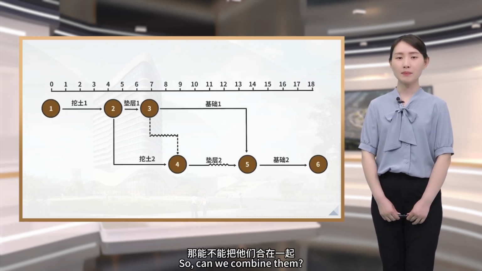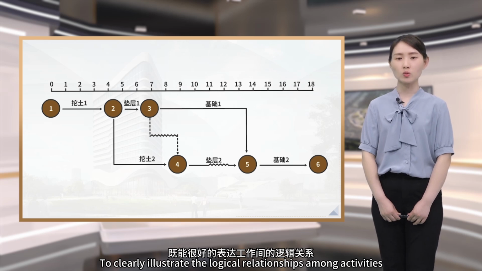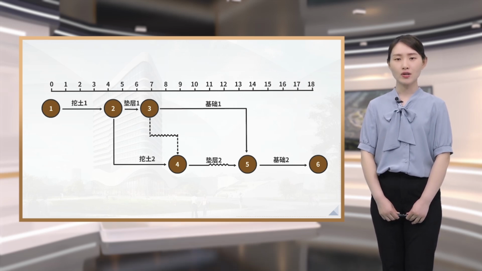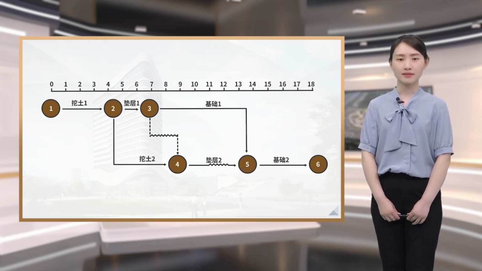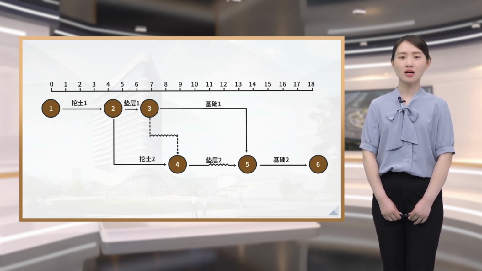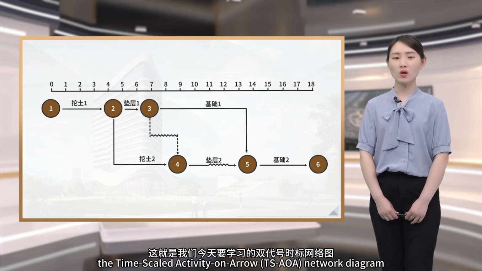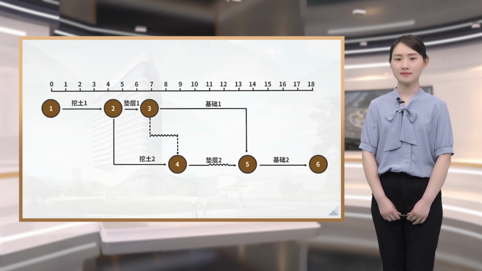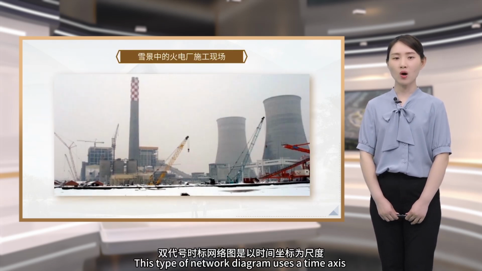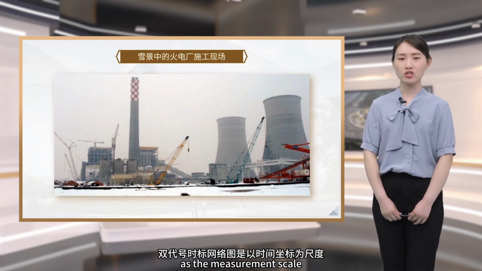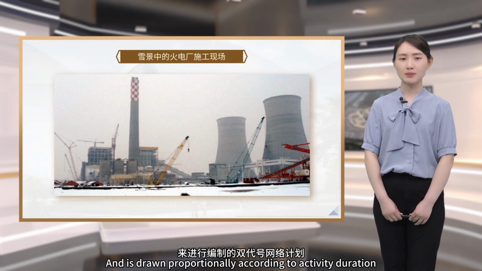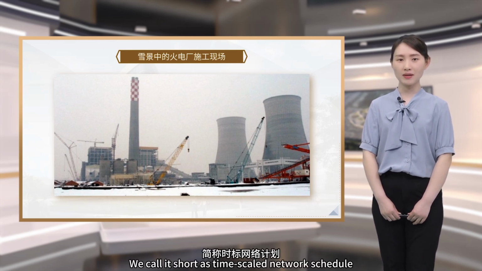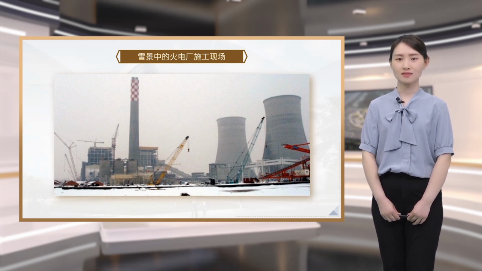So, can we combine them to clearly illustrate the logical relationships among activities, and also clearly show the time elements of each activity? The answer is yes. That is exactly what we will study today, the time-scaled activity on arrow, TSOA, network diagram. This type of network diagram uses a time axis as the measurement scale and is drawn proportionally according to activity duration. We call it, for short, a time-scaled network schedule.